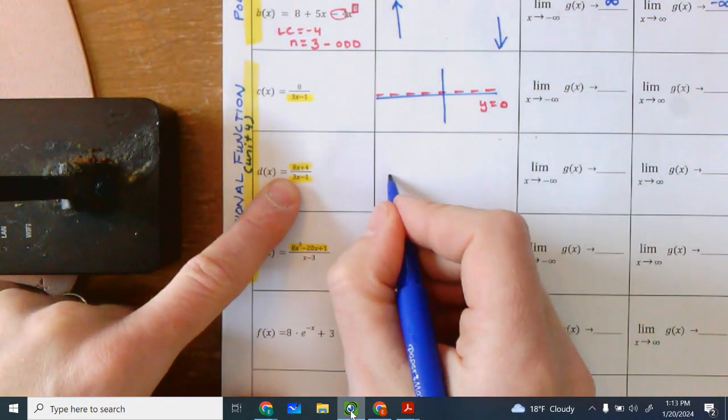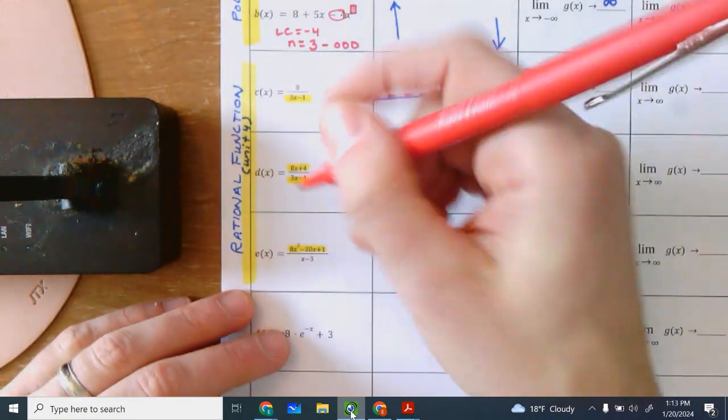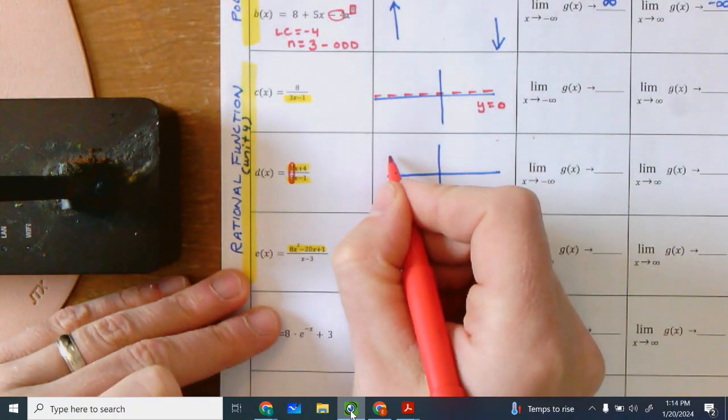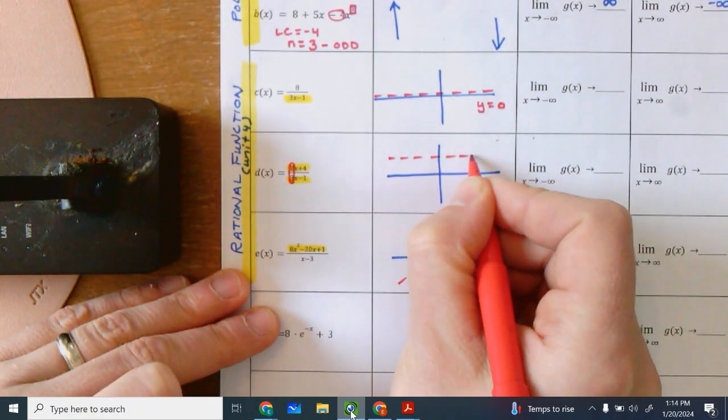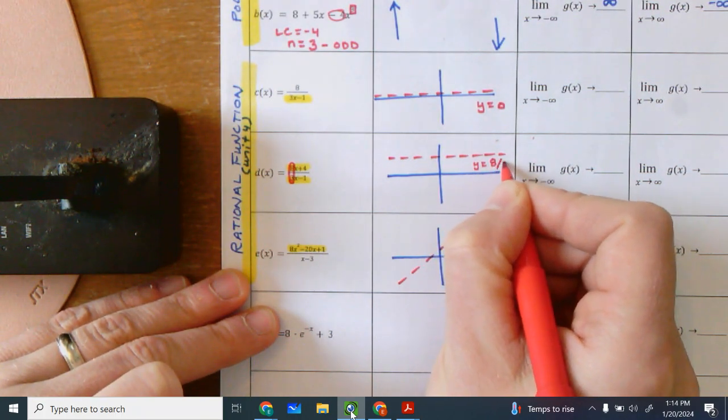For D of x, since the degrees are the same, the only thing that really matters is these two coefficients right here, which would give us 8 over 3. So this one is going to have an end behavior asymptote of y equals 8/3.